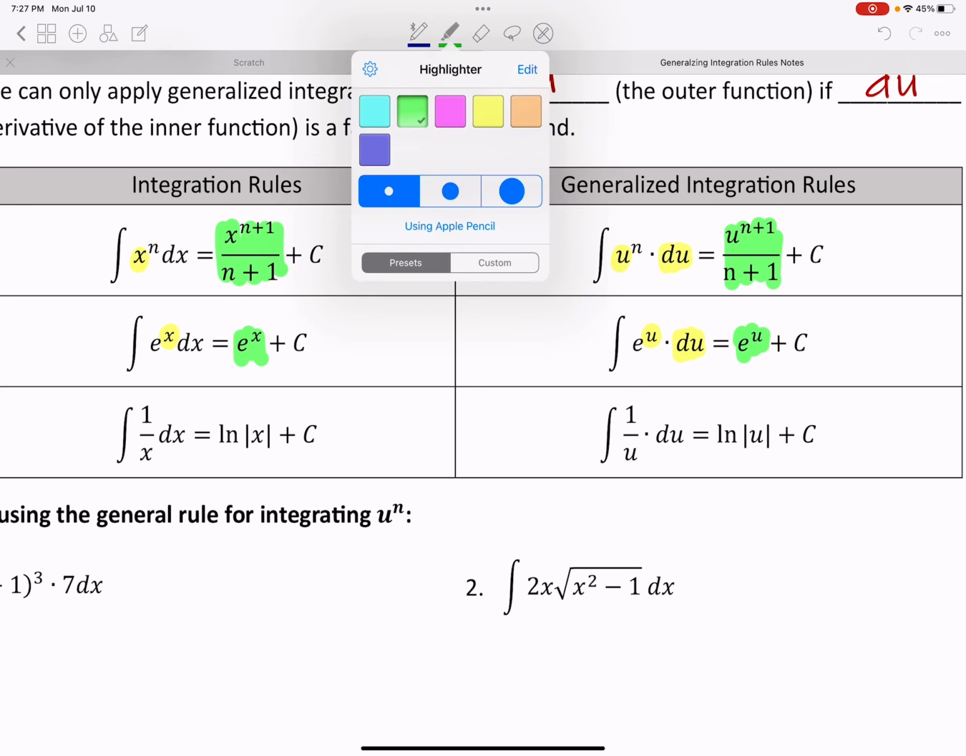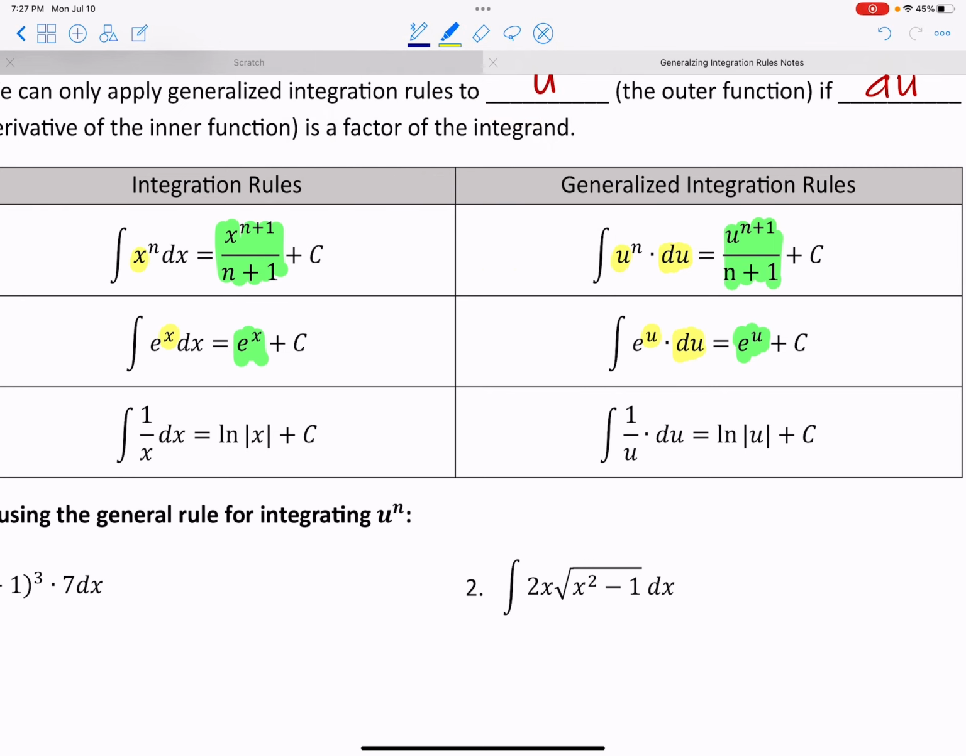So one more. If we're taking the integral, finding the integral of 1 over x, 1 over x becomes the natural log of x.